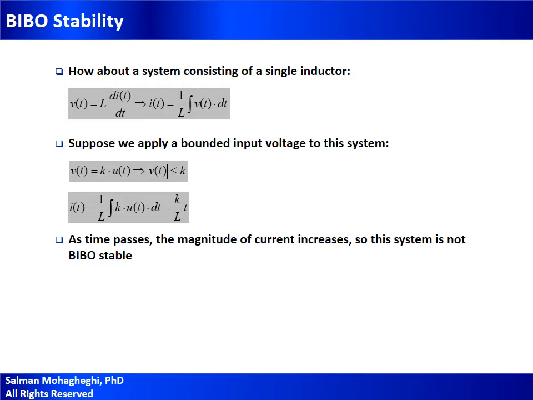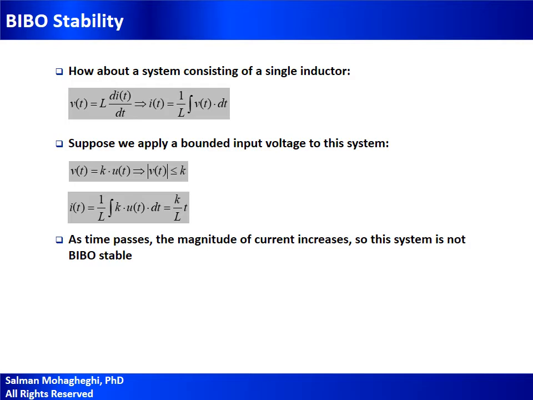Now suppose we apply an input voltage to the system which is bounded. For example, V of t is the unit step function with a magnitude of k. If V of t is k times u of t, obviously its magnitude is going to be bounded and it's going to be less than or equal to k. In this particular case, it will be equal to k. But for all purposes, we can assume that it's just a bounded input.